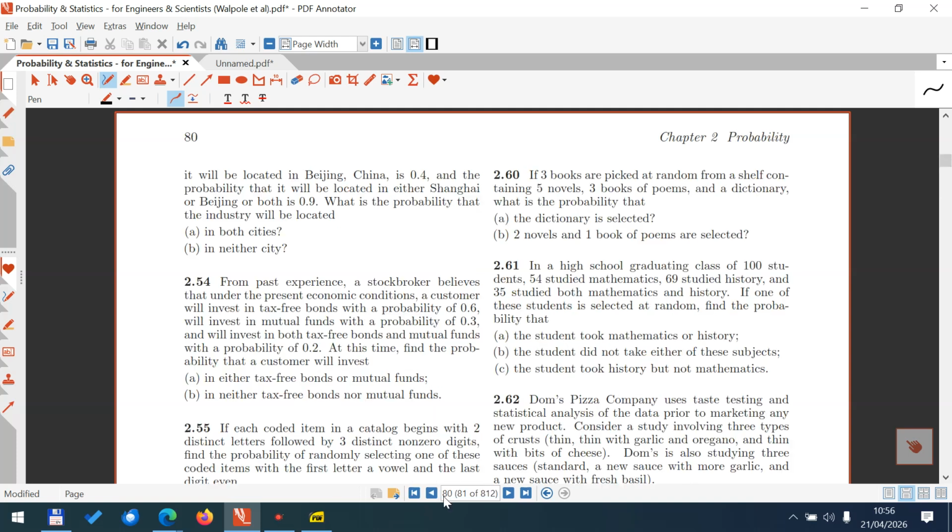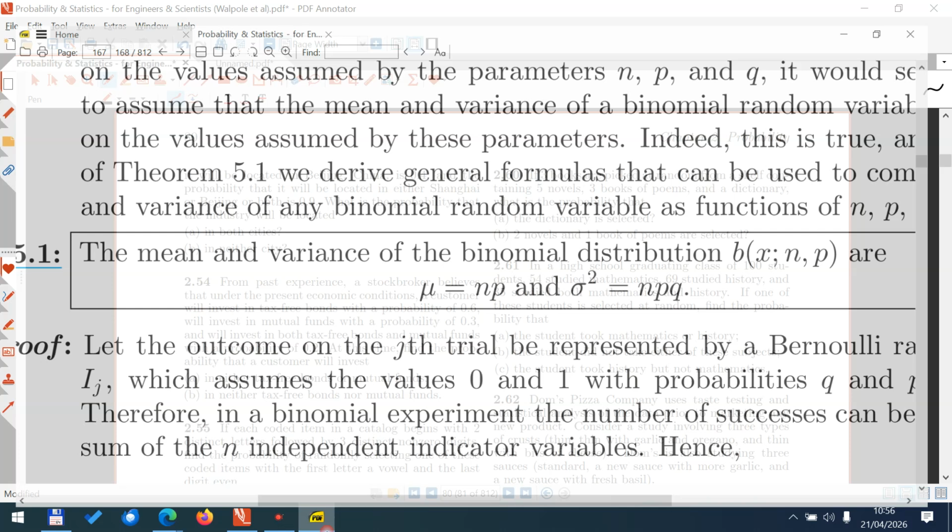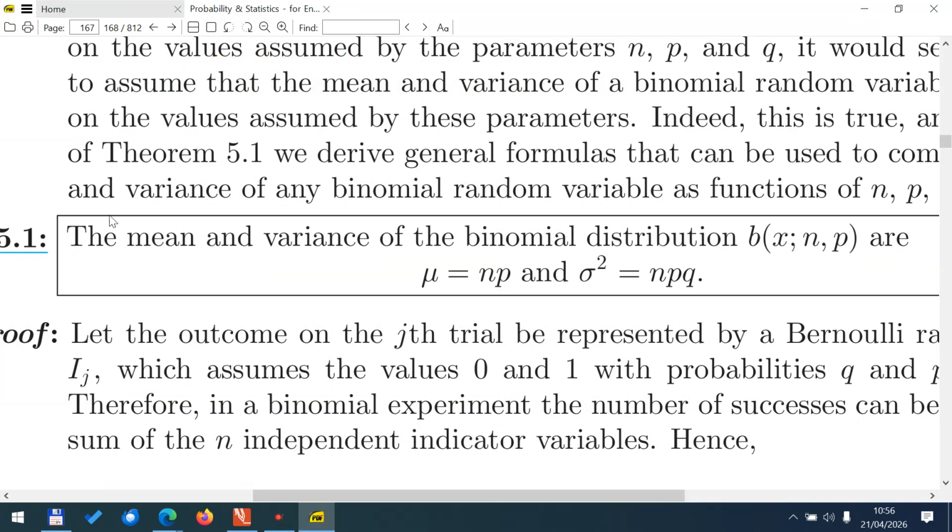Oh, every time I forget the thing. 150, right?